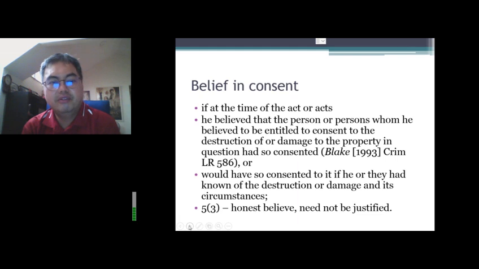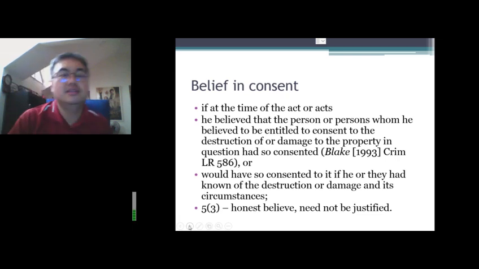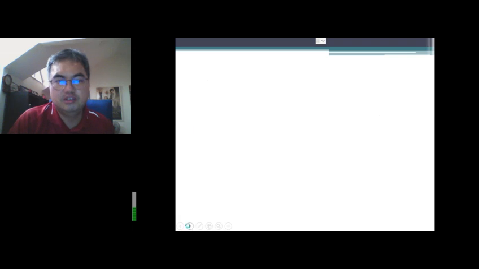Now, the second part of 5.2a is that, or if you believe that the person would have so consented to it if they had known of the destruction and damage and its circumstances. So section 5 subsection 3 emphasizes the honest belief. It doesn't have to be a reasonable belief, doesn't have to be justified.